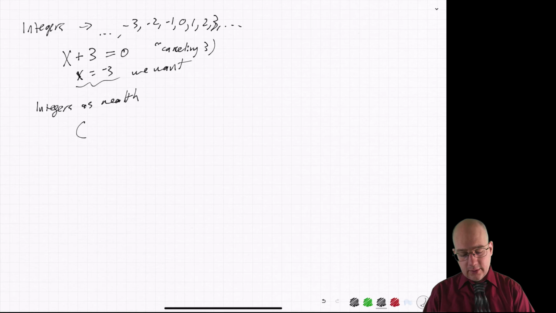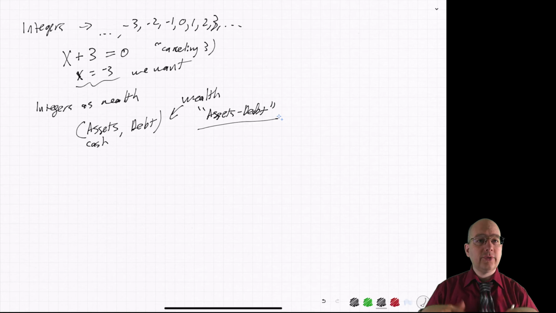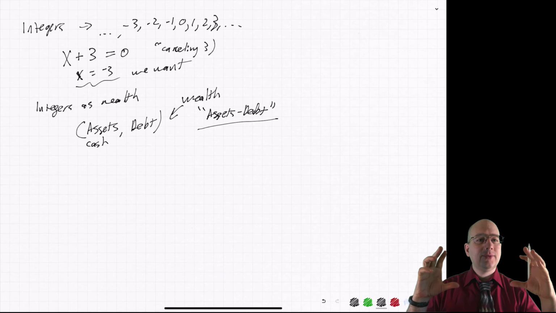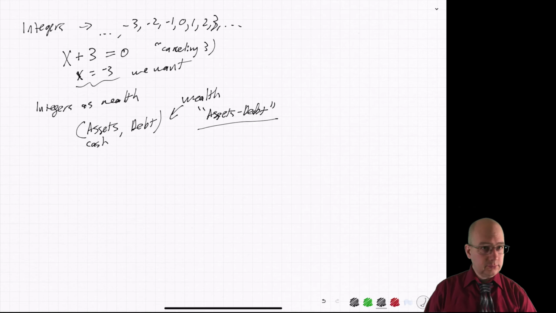And so we have our assets. You can think of that as just cash. And debt. And then the wealth is that total. You can think of it as assets minus debt. Now it's in quotes because your debt might be more than your assets, so you have a negative number. So we're trying to find the negative numbers, but the idea is this total, the assets and the debt, is your integers. Good.